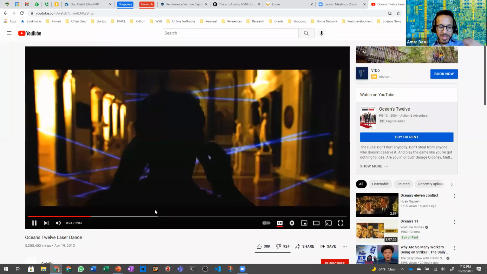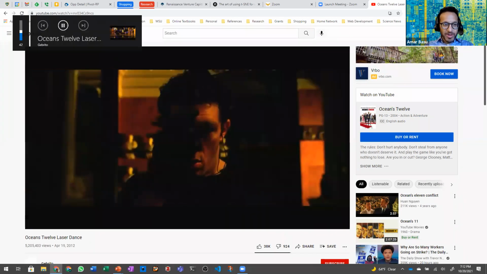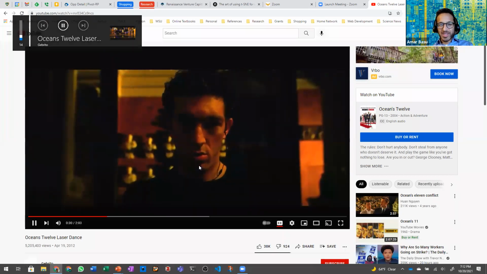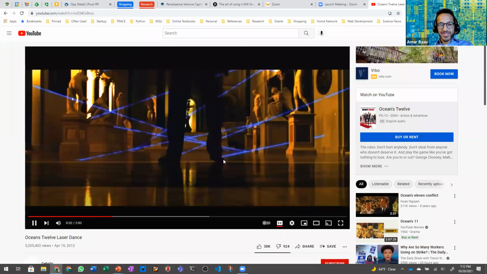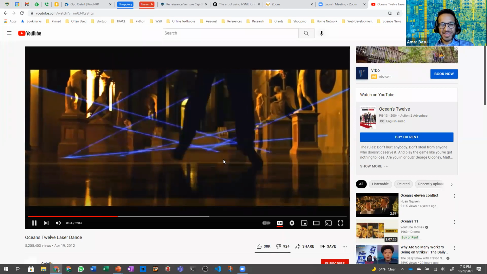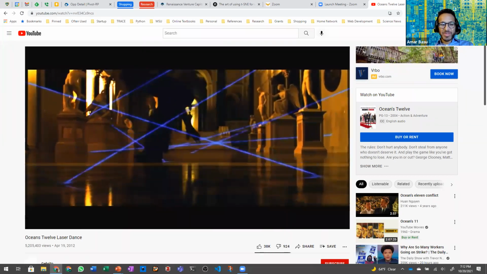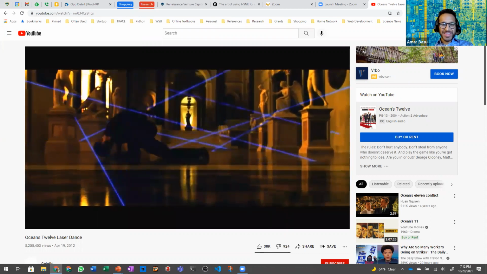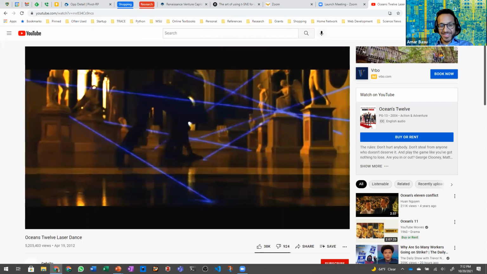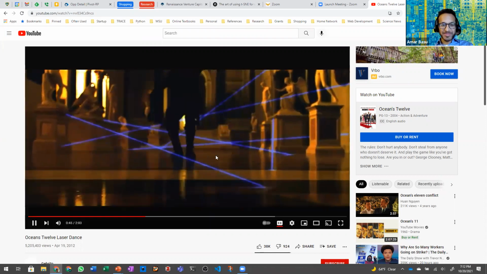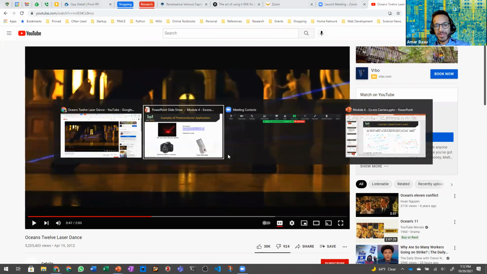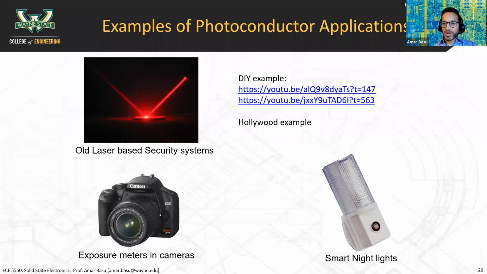You can't hear the music. The music makes it a lot more entertaining, but in Hollywood, they always show security systems which are based on laser lights. And the thief has to deftly avoid those laser systems to avoid tripping the laser or tripping the security system. So I really like this scene. But how does a photoconductor system work? How does this laser security system work in practice?